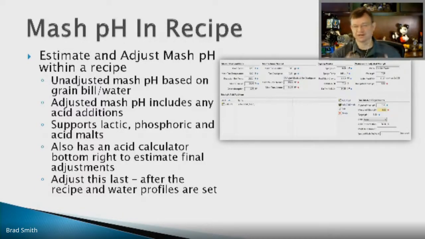So if you're using that strategy that I talked about earlier, where maybe you start with a certain grain profile and a certain water profile, and I add some of the lactic acid up front to get myself down into the good range, and then I take a pH measurement, I can then use that little calculator on the bottom right to calculate a final adjustment. Like maybe I need just a little more lactic acid to get exactly where I want to be.